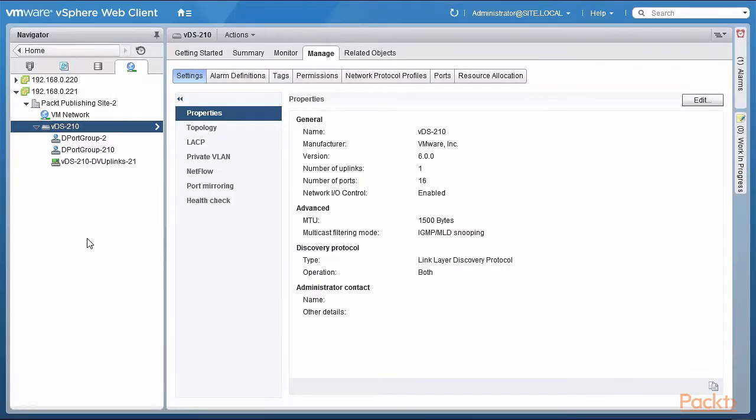So we are now back in our familiar vSphere web client, but it was really important to understand the differentiated services code point for layer 3 markings so that the routing devices can act accordingly, and the class of service markings for layer 2 so that the switches can understand the requirements for that kind of traffic. So now we are here in our familiar VDS 210. Let's look at port group 2.